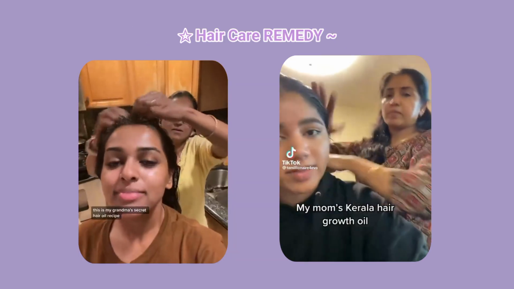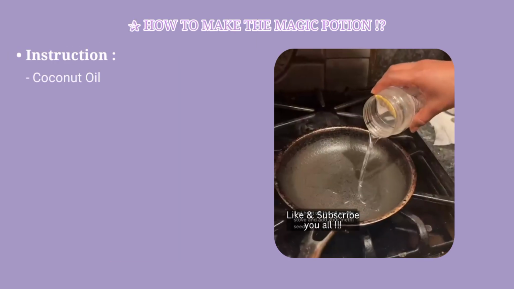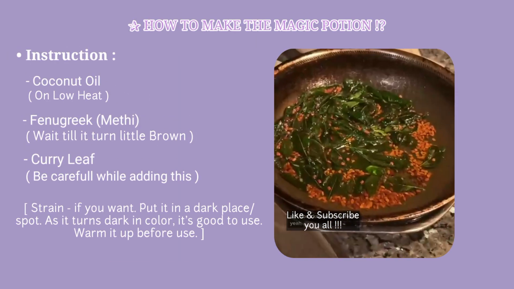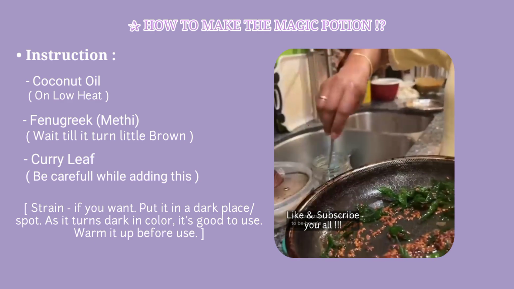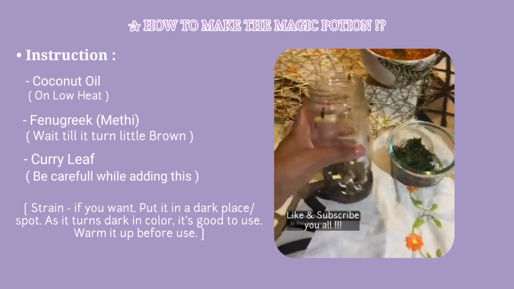I'm going to share the most famous Indian hair care remedy used by a lot of mothers in India. Take coconut oil, curry leaf, and fenugreek, boil on low heat till it turns brown, let it cool down, and then put it in a bottle or container. Use this 2 to 3 hours before shampoo. This is like a hair treatment used once a week.